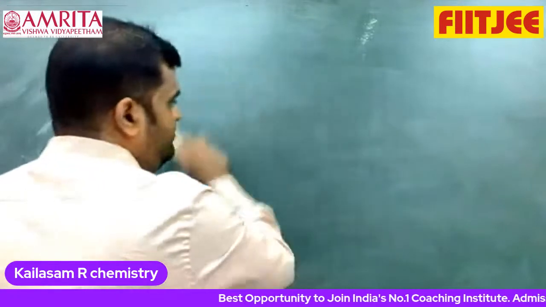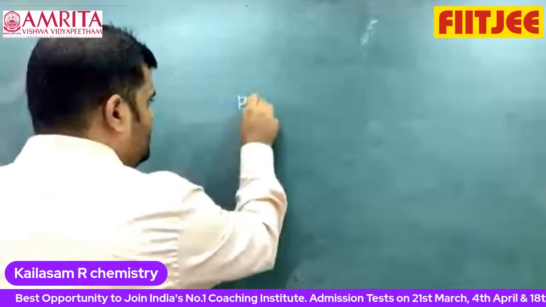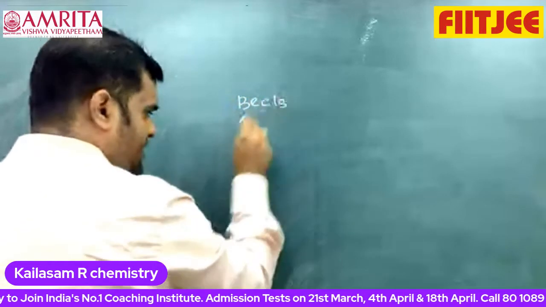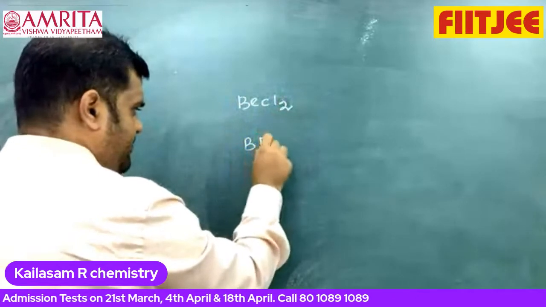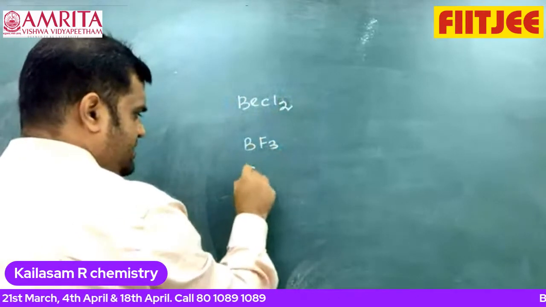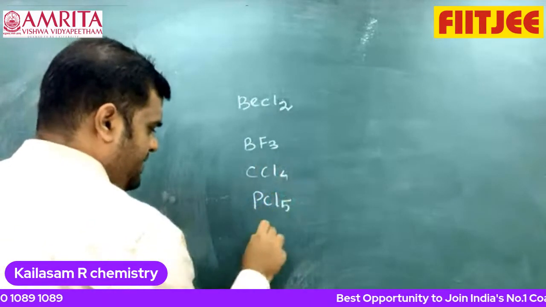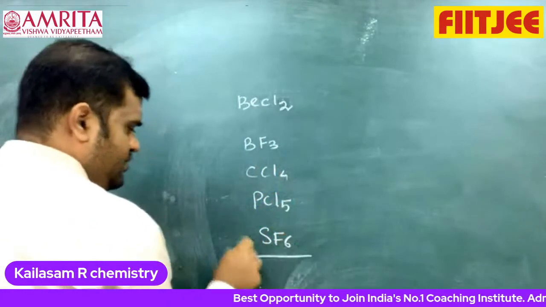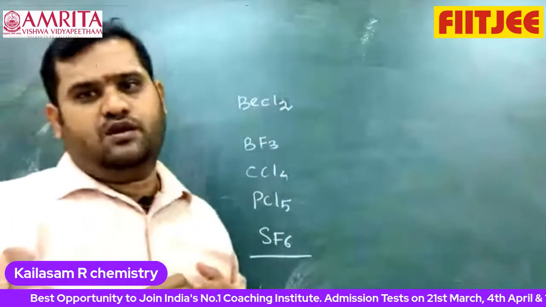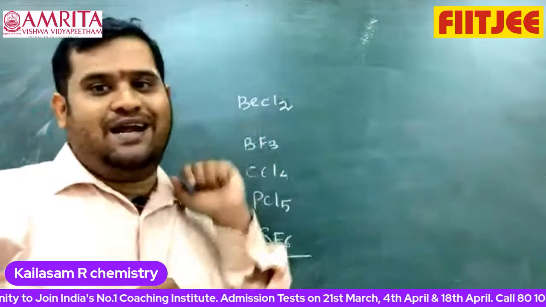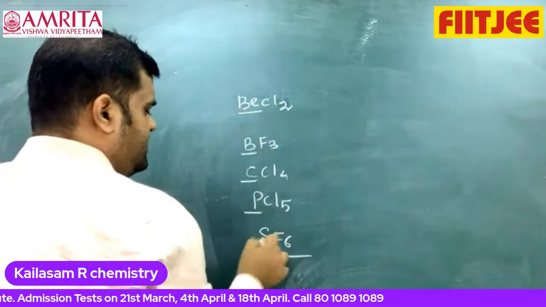Listen. I'm taking one by one. I'm taking BeCl2. I'm taking here BF3, CCl4, PCl5, and SF6. In these, what is the shape of these molecules? Now, the shape is decided by the central atom. Here, the central atoms are beryllium, boron, carbon, phosphorus, and sulfur.